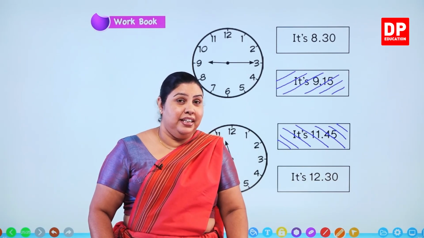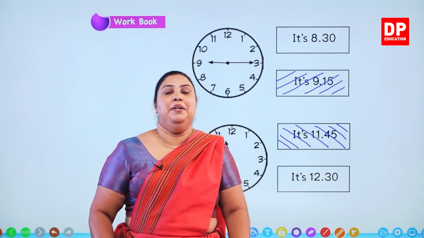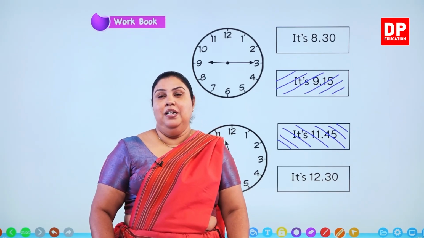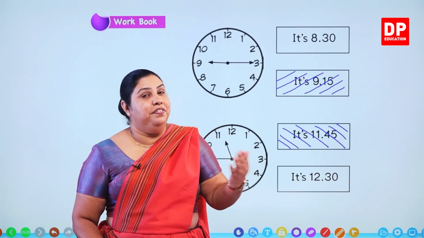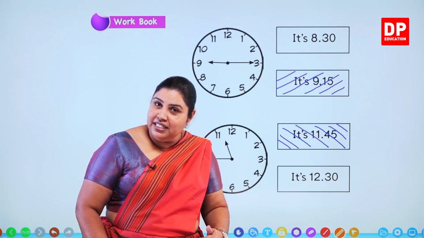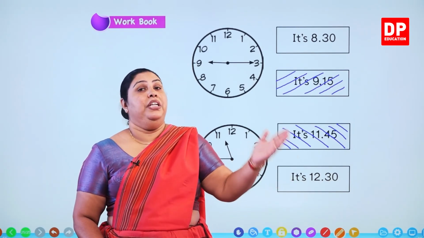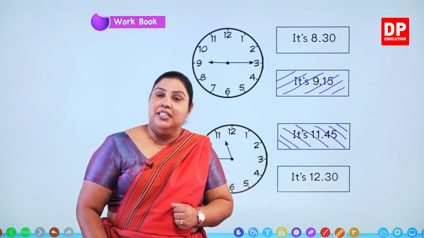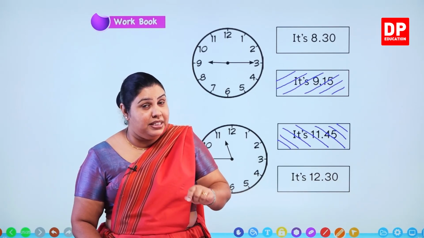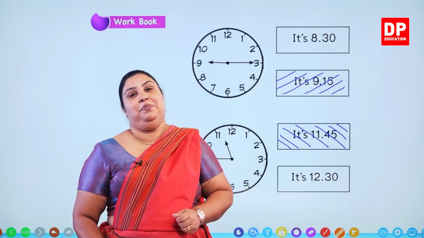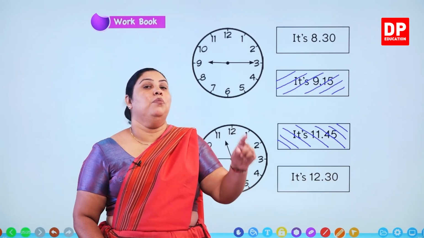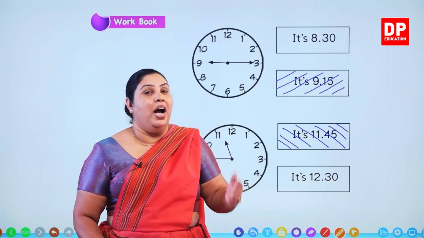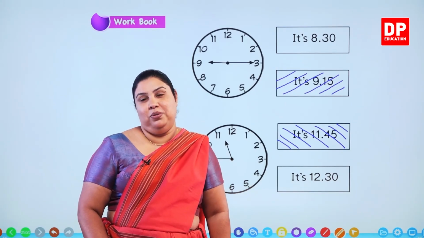So our lesson here today is me and my clock. So I hope you learned the times really well because we spoke about 15 minutes, 30 minutes and 45 minutes. When the long hand comes to number 3, it is 15 minutes past. When the long hand comes to number 6, it is 30 minutes past. When the long hand comes to number 9, it is 45 minutes past. So I think you learned a lot about the time today.